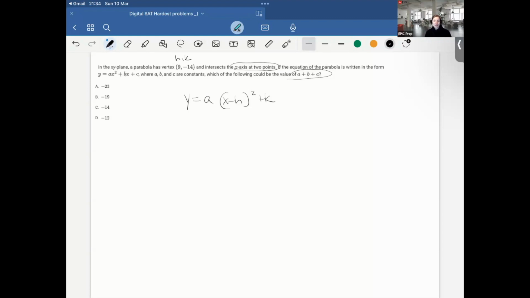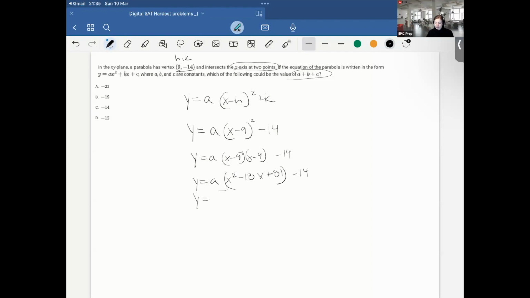So I know my vertex form formula. I'm given the vertex coordinates, so I can easily plug it in. And that will be a(x minus 9) squared. Remember, if it's positive here, the h value, it will have the opposite sign inside the square. And the k value is minus 14. And then I will do (x minus 9)(x minus 9) minus 14, expand the brackets. That becomes x squared minus 18x plus 81.